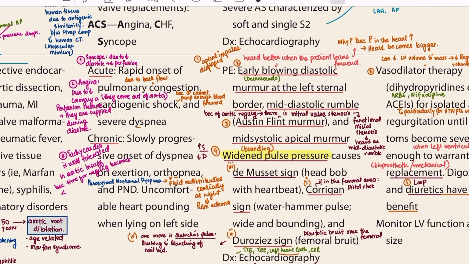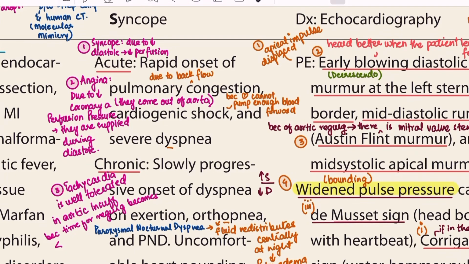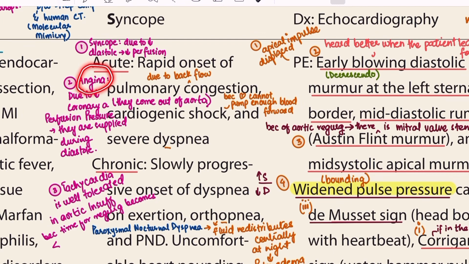How will a patient with aortic regurgitation present to you? So the first symptom that you need to look out for is syncope. Like aortic stenosis, this patient can also present with syncope. The reason behind this is because during diastole, blood is coming back into the ventricle, and this will cause decreased perfusion. Another thing you need to look out for is angina.